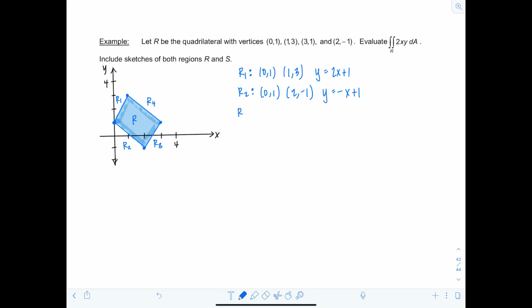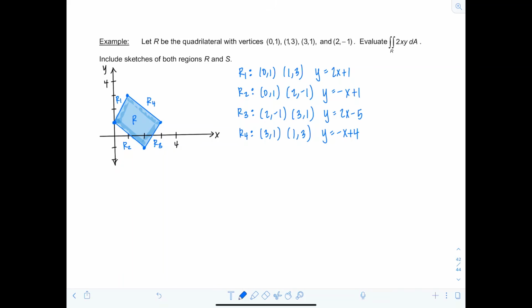What about R3? That connects the points (2, -1) and (3, 1). So slope is 2. The y-intercept is going to be -5. So that would be y equals 2x minus 5. And then R4 connects the points (3, 1) and (1, 3). That has slope -1, intercepts at 4, so y equals -x plus 4.